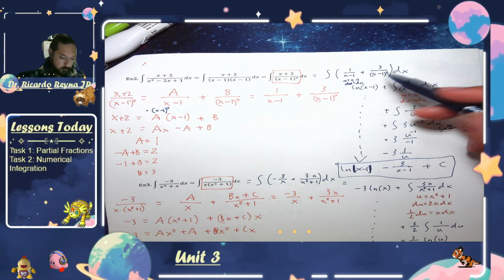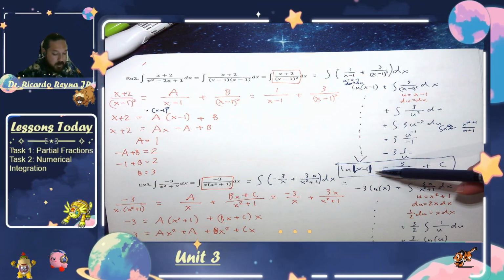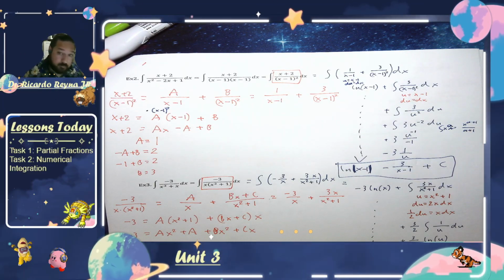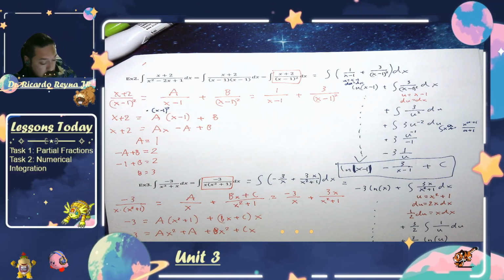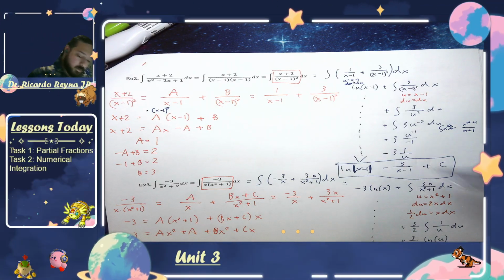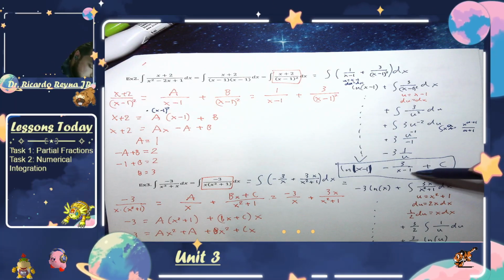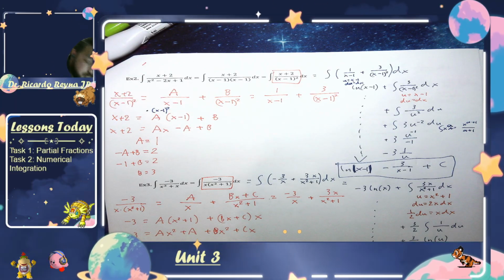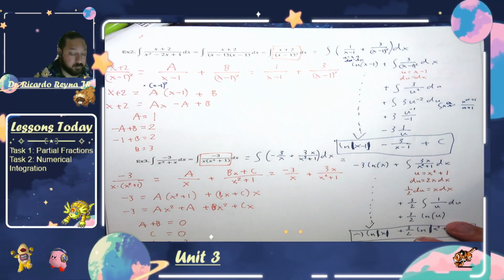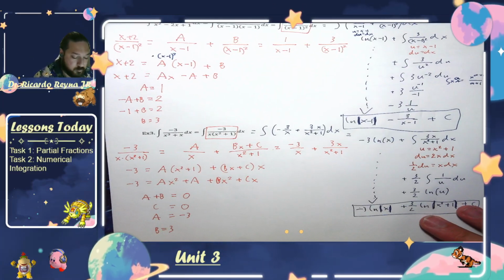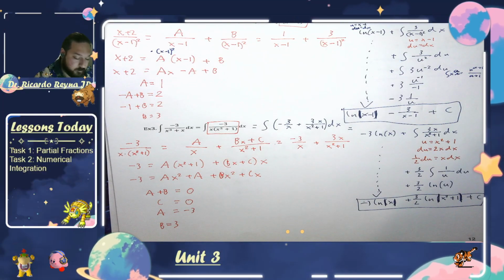So our final answer will include ln of x minus 1, and then we add the plus c, the constant of integration. And that's going to be it. All right.